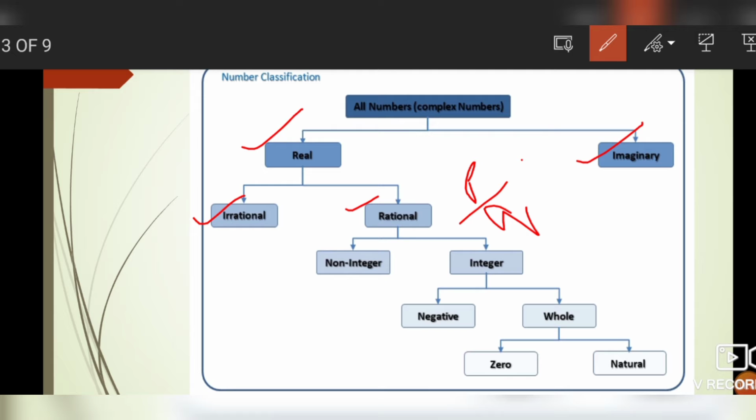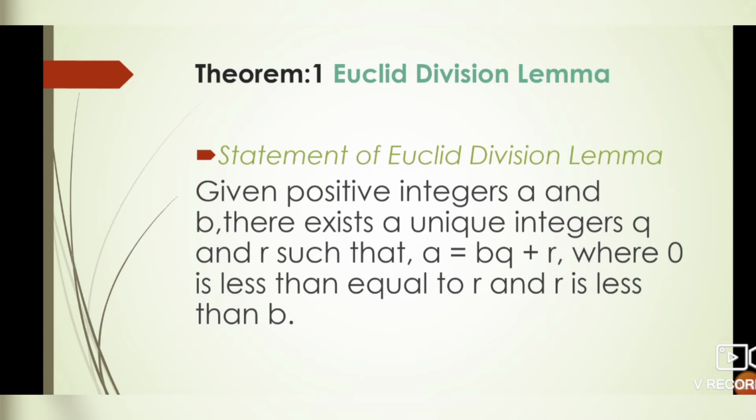Again, rational numbers are further divided into non-integers and integers. Integers are again divided into negative numbers and whole numbers, and whole numbers are divided into zero and natural numbers. So this is the broad classification of numbers.